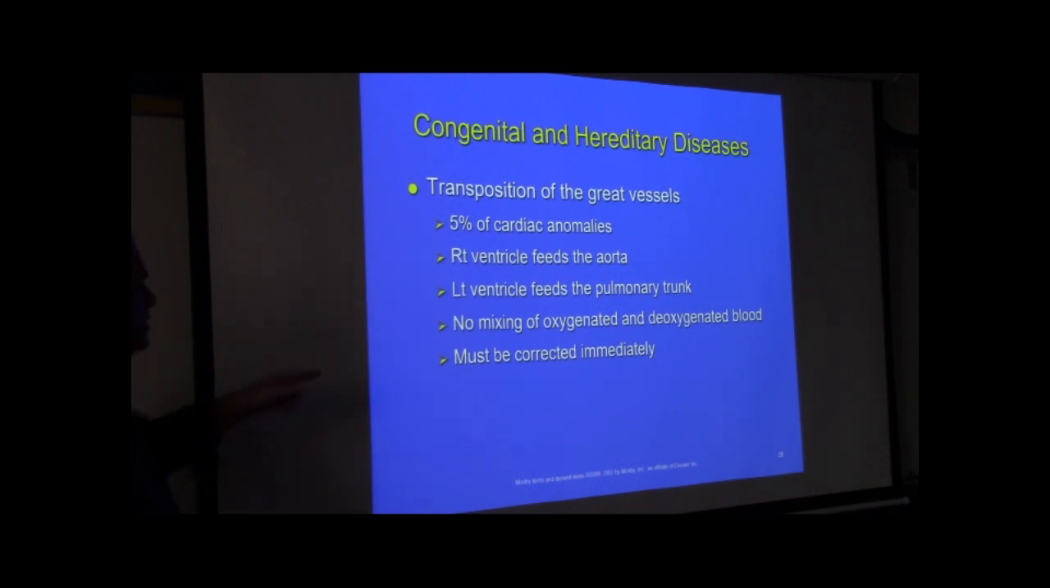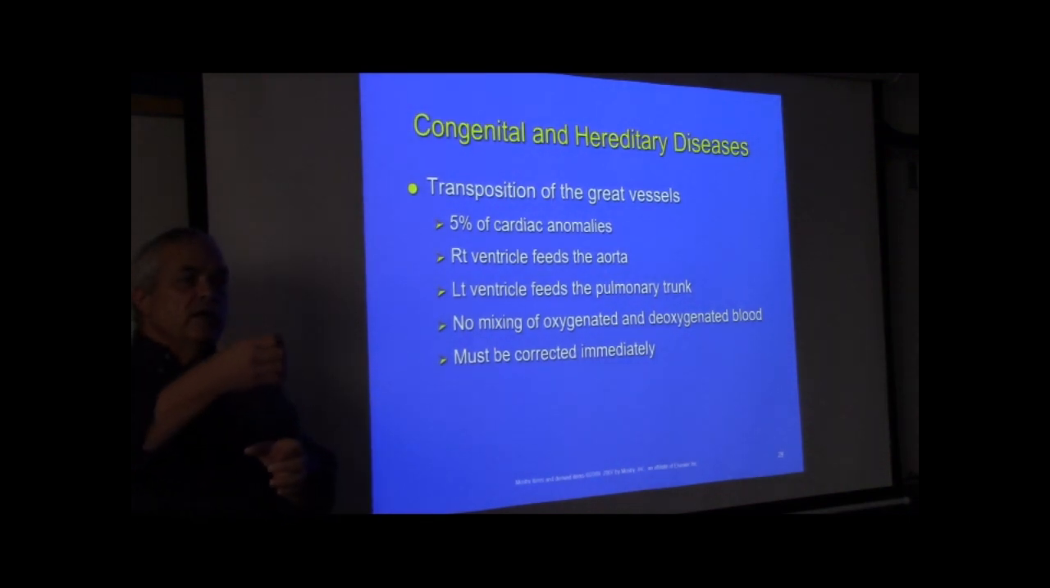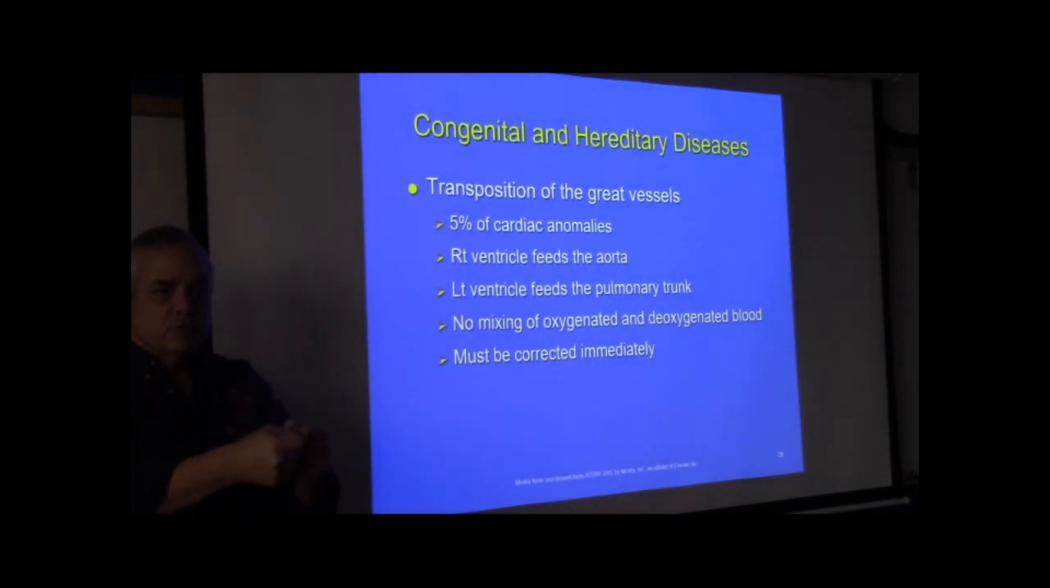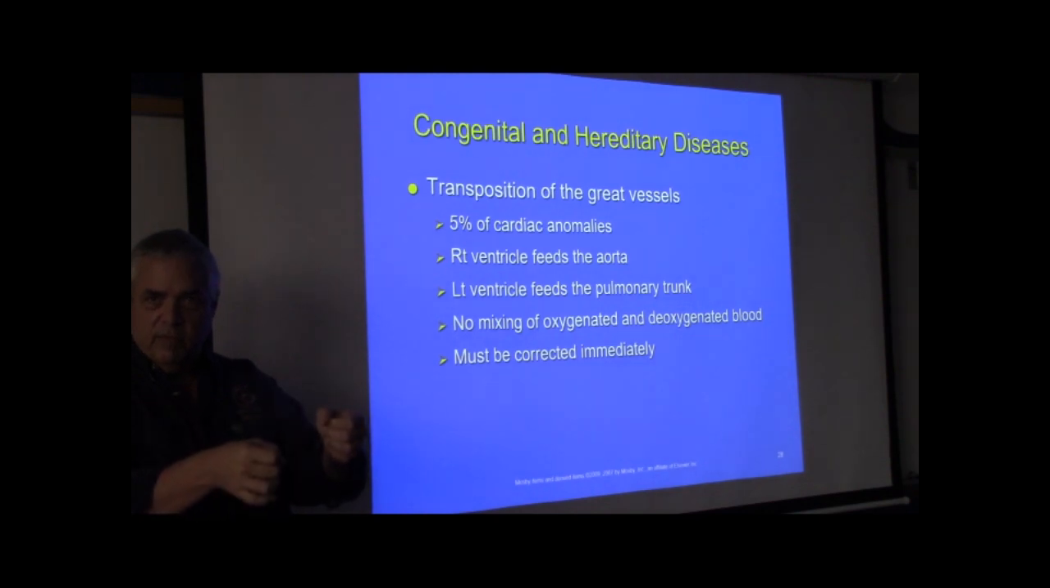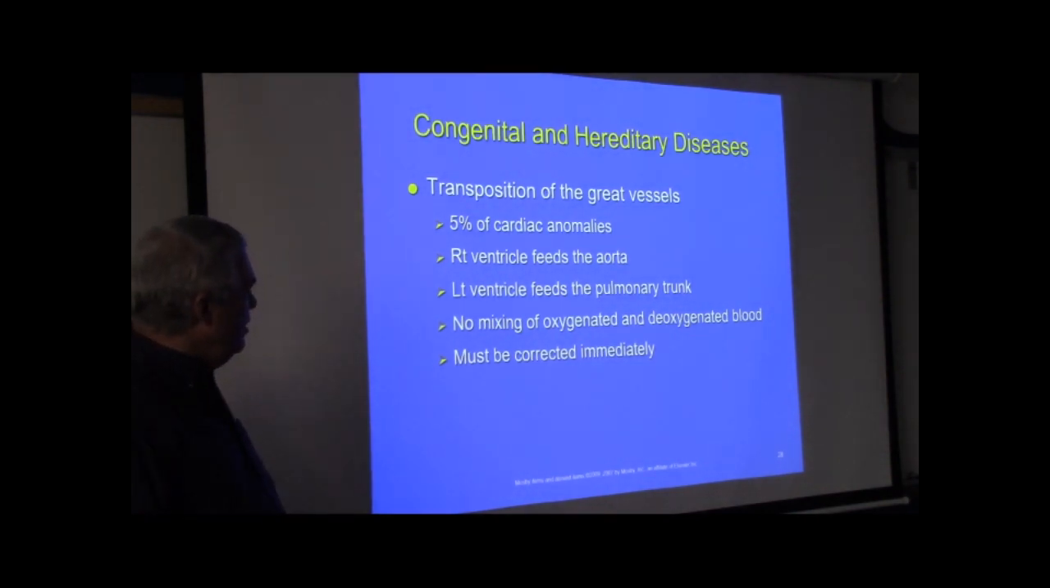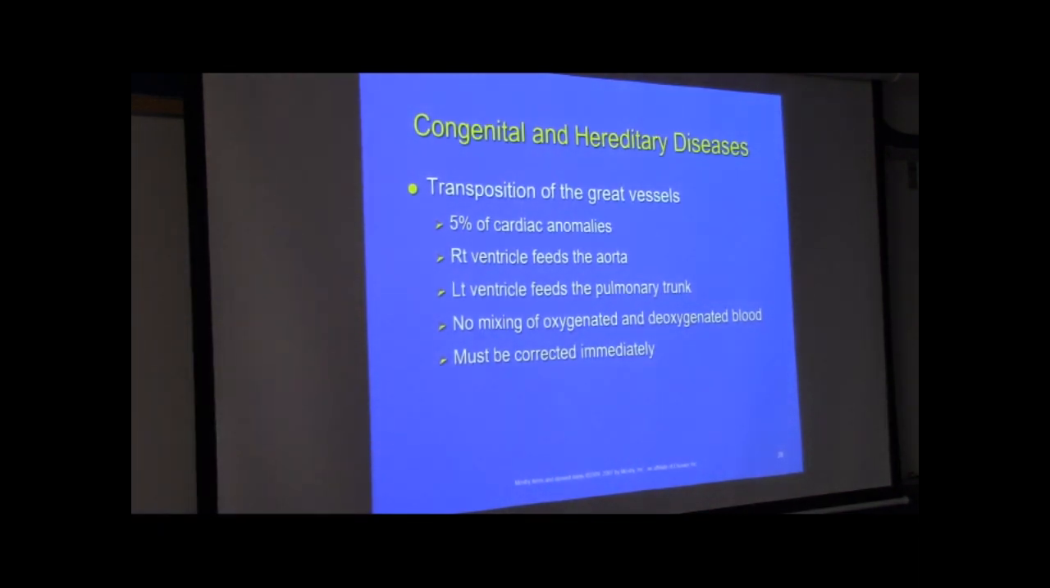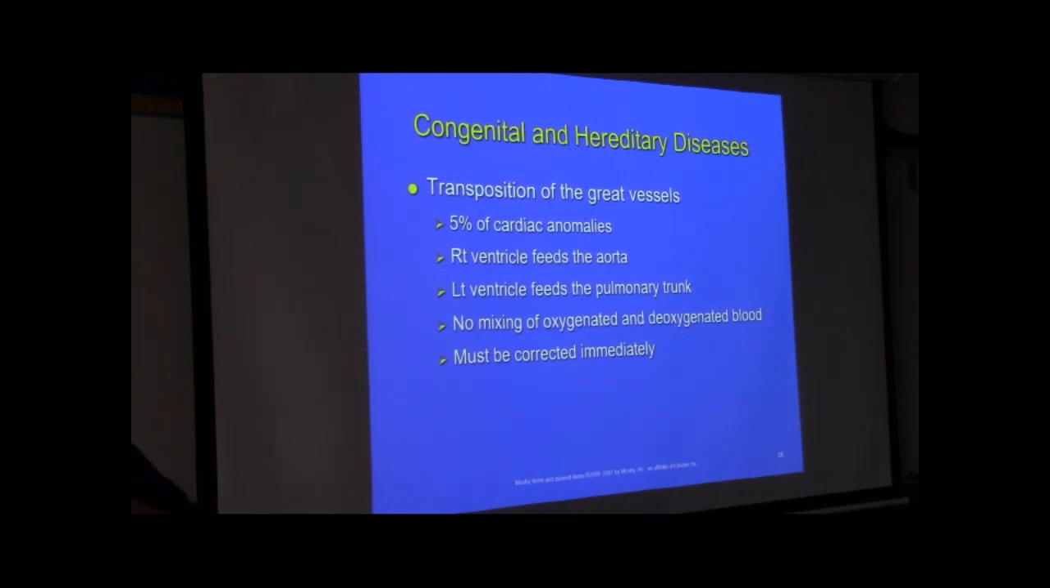What's happened is the aorta comes off the right ventricle, and the pulmonary artery comes off the left ventricle, so the vessels are switched, okay? And so what winds up happening is there is no mixing of oxygenated blood. The blood that's in pulmonary circulation is just going around and around and around, and the blood that's in systemic circulation is just going around and around and around. And the two sides are completely separated from one another. There's no crossover in the pulmonary circulation like there's supposed to be.